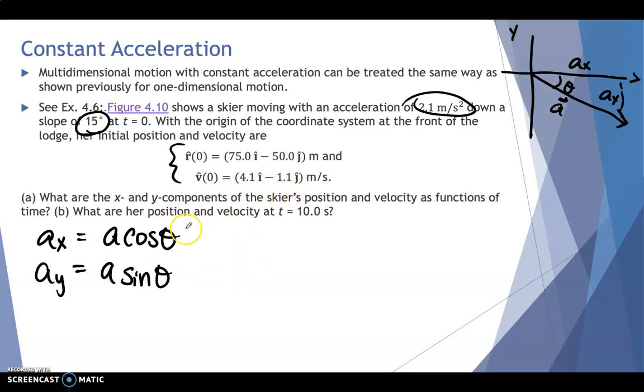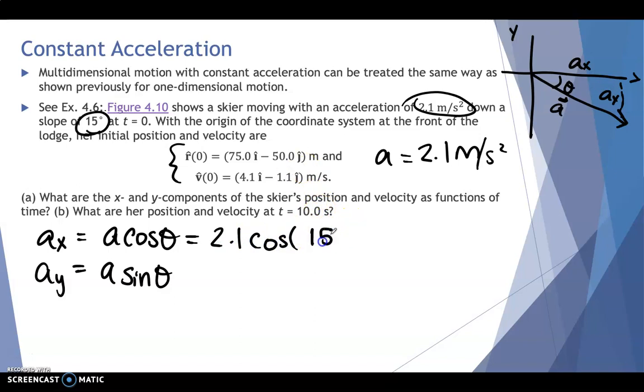Okay, so we can plug those in. We have our A. Our A is just our magnitude of the acceleration, which was given as 2.1 meters per second squared. Okay, so we have 2.1 times cosine of our theta.